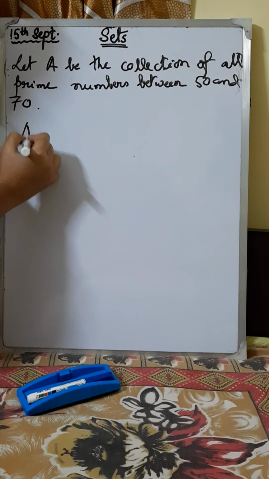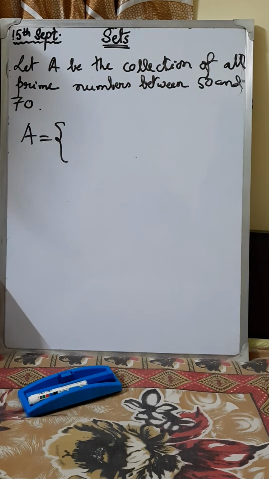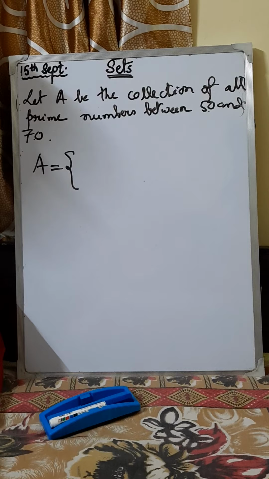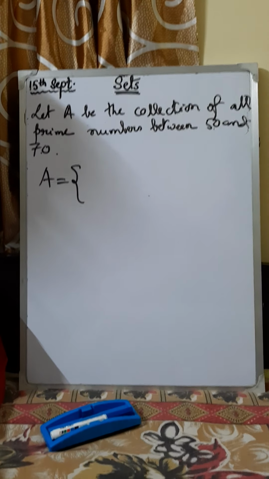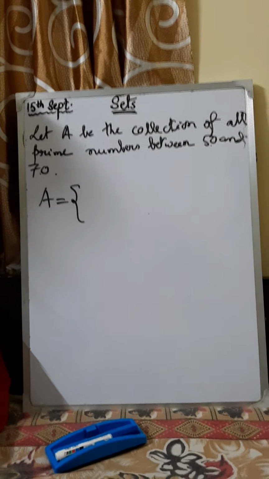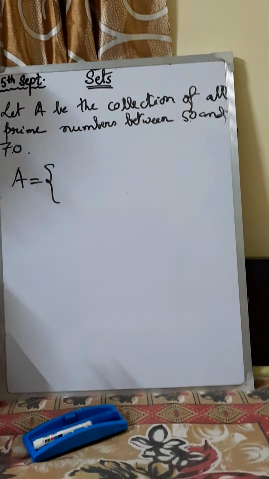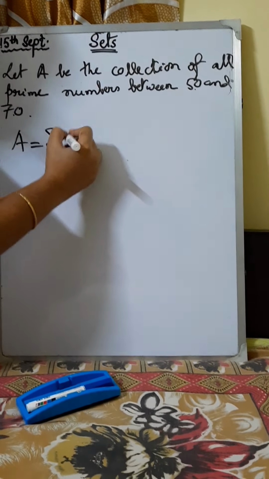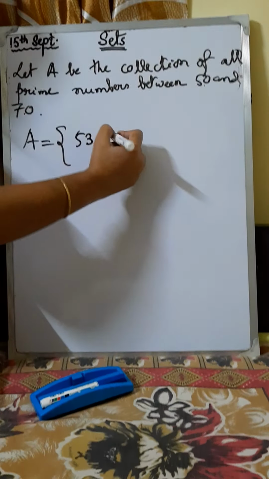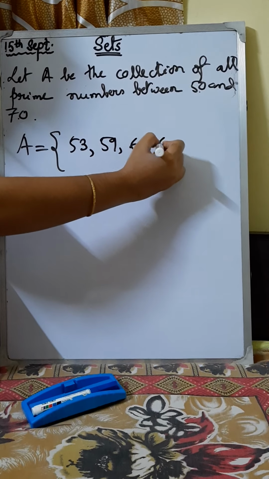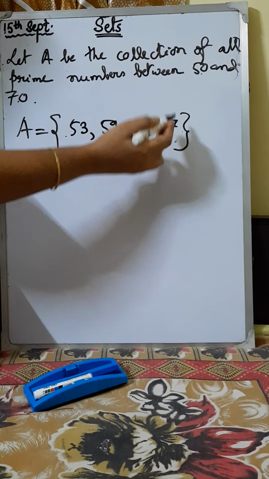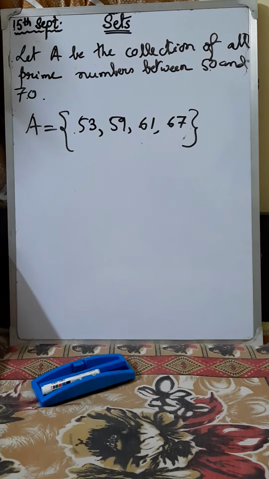The set name is A, so start the brackets: prime numbers between 50 and 70. A prime number is a number which has only two factors, 1 and the number itself. See, 50 and 51 have other factors, 52 has other factors, so 53 has only two factors, 1 and itself. The next ones are 59, 61, 67. The next one is greater than 70, so we can stop here. These are the prime numbers between 50 and 70.